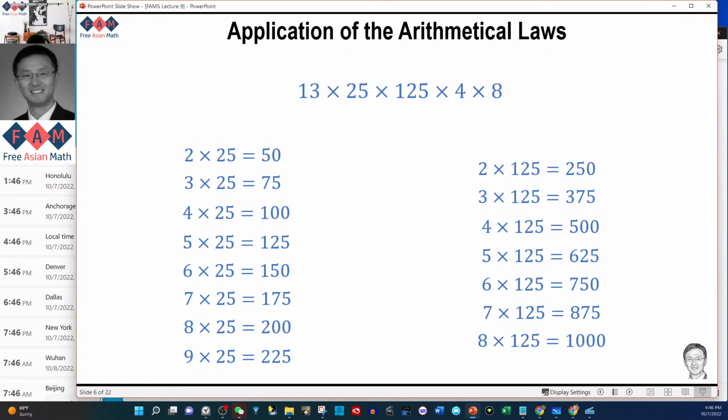Because of those facts, we can see that we can use the commutative and associative law properly so that if we group 25 and 4 together, we get 100, right? And if we group 125 and 8 together, we get 1,000 right here. So therefore, 100 times 1,000 times 13. That's super easy. You just add a whole bunch of zeros. In particular, you have 100, 1,000, and 13, with 25 combined with 4, and 125 combined with 8.